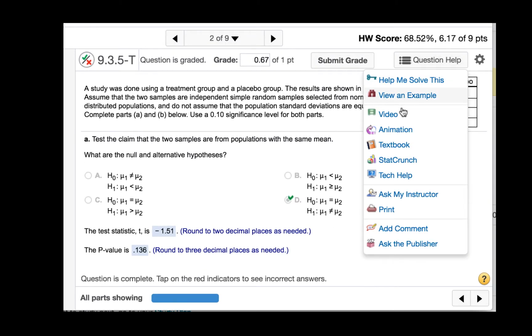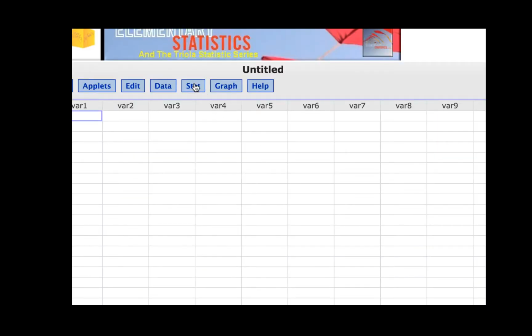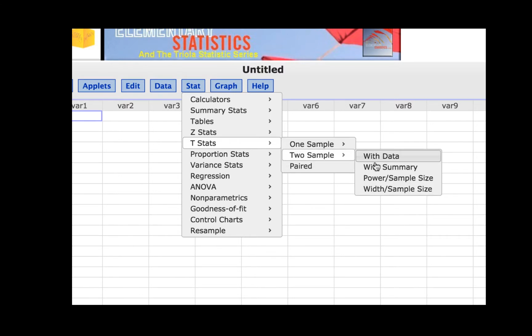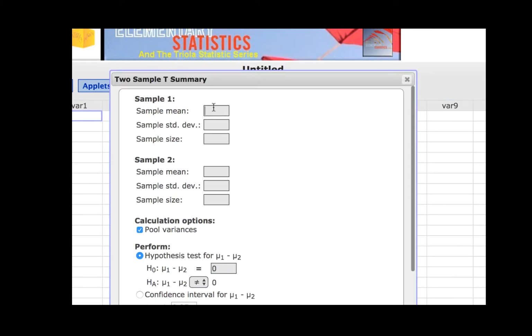So we'll open StatCrunch and we'll click Stat, T-Stats, two sample with summary. So for group one, the given sample mean was 2.32 and the standard deviation was 0.95. The sample size was 33. For group two, the sample mean was 2.62. The standard deviation was 0.67 and the sample size was 37.